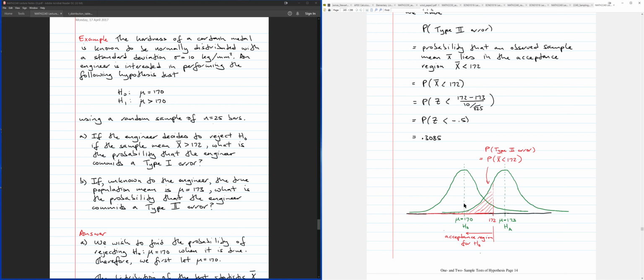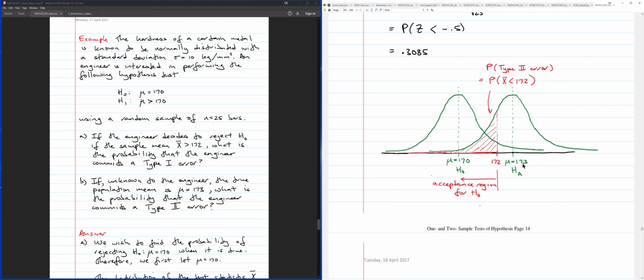Here we have a diagram indicating this. The X bar is normally distributed with mean 173. What you're looking for is the probability that the big X bar is less than 172. For this condition, you'd be accepting H0, so we need to calculate the probability that the big X bar is less than 172.